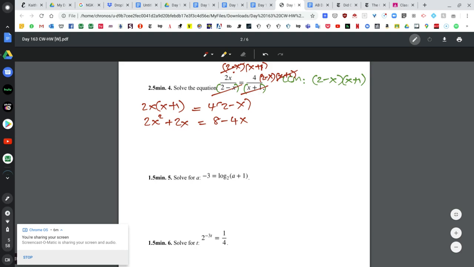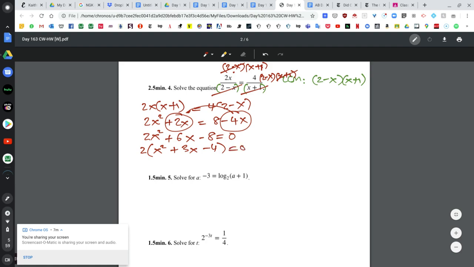You can get all terms to one side. So we get 2x squared, that's positive 2x, and then positive 4x when it comes this way. So it becomes plus 6x, and then minus 8 equal to 0. Subtract the 8. What could I do next step? Could I take out a 2? So get x squared plus 3x minus 4 equal to 0.